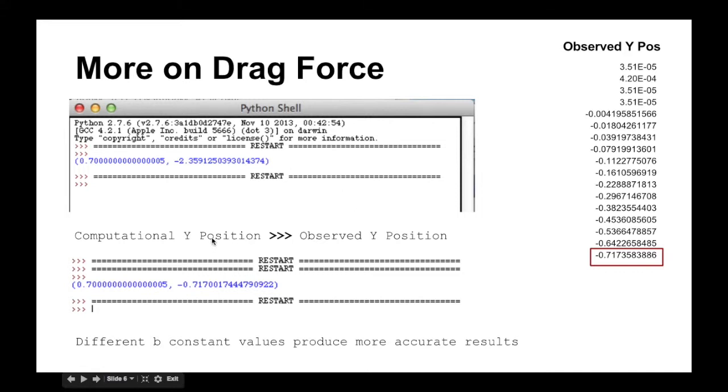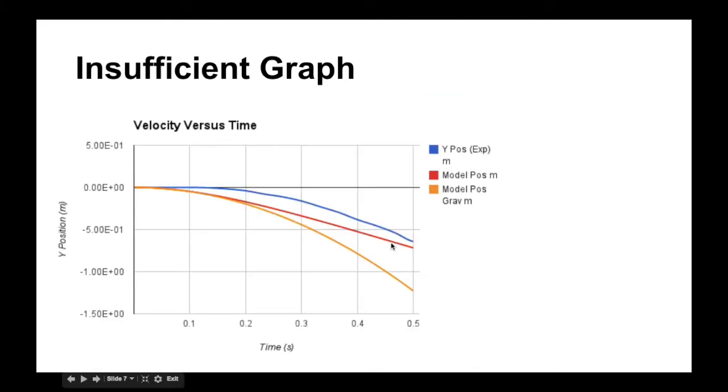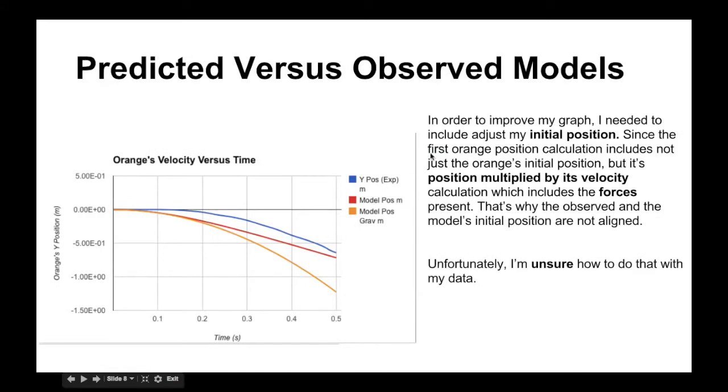So how I chose my b value was sort of just trial and error, where I noticed that first my computational position was much larger than my observed position. So this is my observed, this is my computational. I tried other things, got more accurate results. Unfortunately, my graphs do not look that great. The orange here is just considering the model with gravity as our force, and this is our true data, and this is with drag force and gravity.